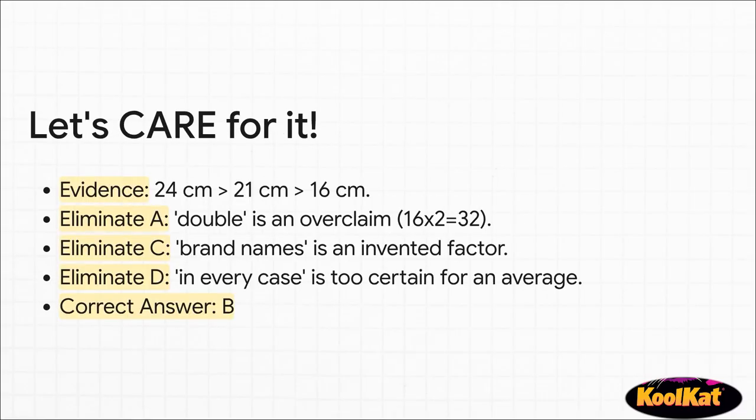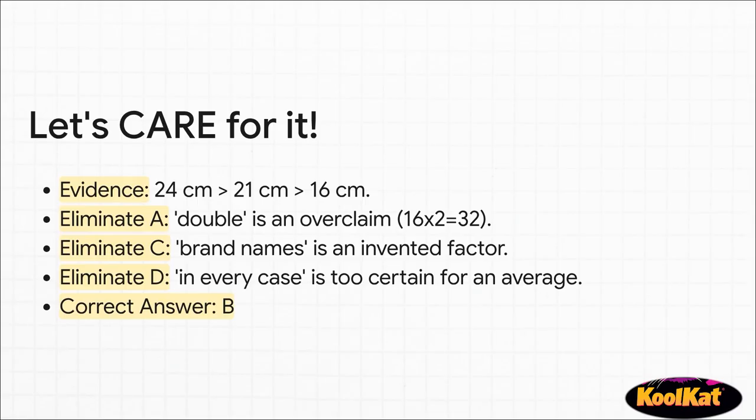Okay, let's go into elimination mode. Option A says fertilizer B makes tomatoes double in height. Well, the control is 16 centimeters. Double that is 32, not 24, so that's an exaggeration. Gone. C mentions brand names. The chart says nothing about that. They just made that up. Gone. D claims it'll happen in every case. The chart only shows an average, not a guarantee for every single plant, so that's out.